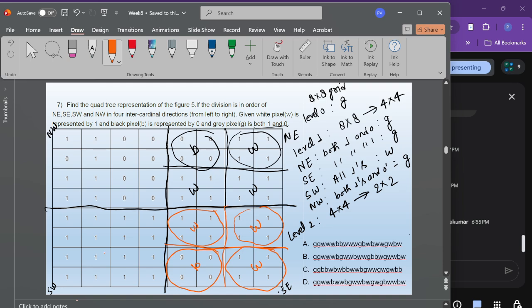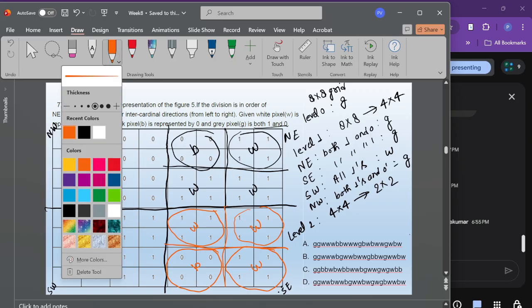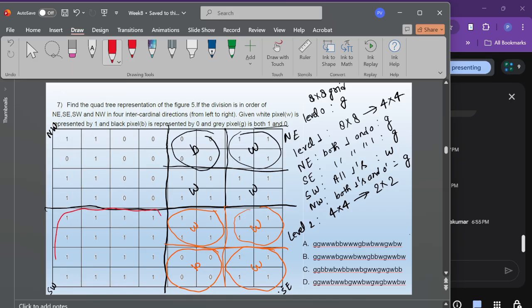Now, if you check this part, this is all ones, right? You can take this color. This is all ones, so we cannot divide it further. If you divide it, you will get all W itself. So you can write W for whole for the south west direction. Okay.